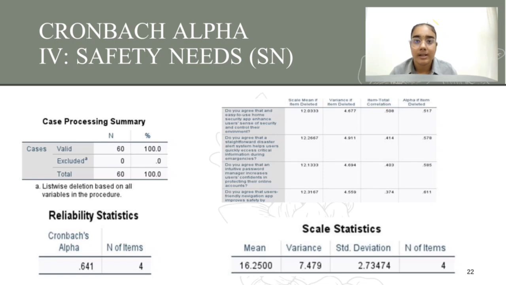If this item is deleted, the Cronbach's alpha value slightly increases to 0.517. The lowest item-total correlation value is 0.374. If this item is deleted, the Cronbach's alpha value slightly increases to 0.611.